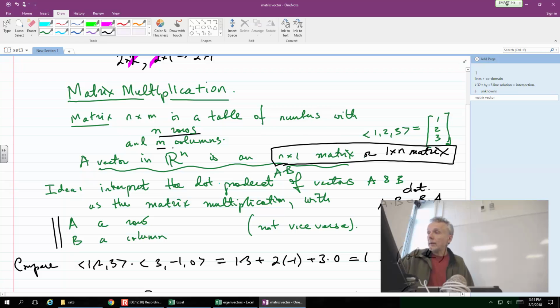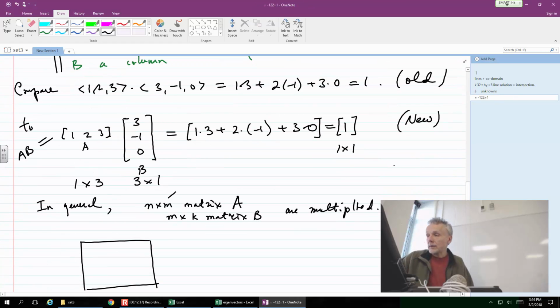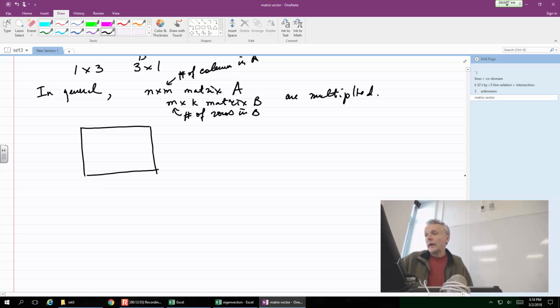Okay, n rows, m columns. So the first number is the number of rows, the second the number of columns. If you look at it, this is the number of columns in A, and at the same time, it is the number of rows in B. So those two have to match. We're looking at this one, and it is n by m, so that's my A, n by m.